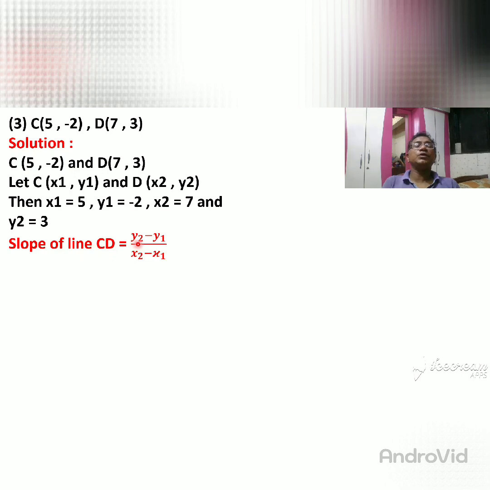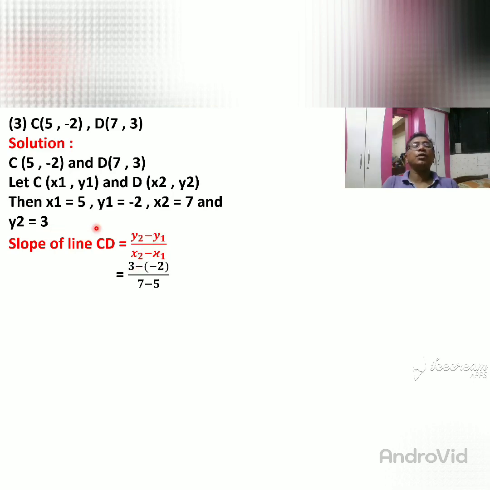Slope of line CD is equal to y2 minus y1 divided by x2 minus x1. So here I substitute the value of y2. Here y2 is 3, so I write 3, and then the negative sign.